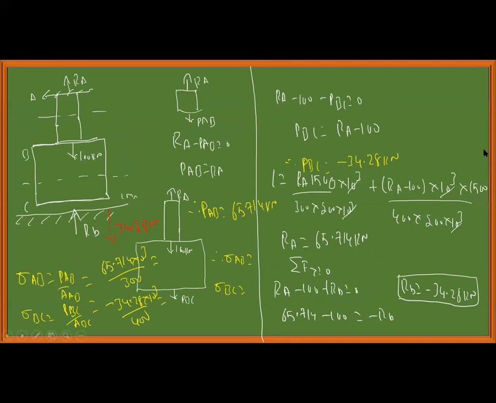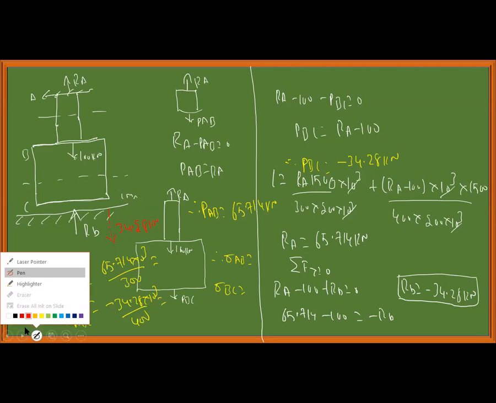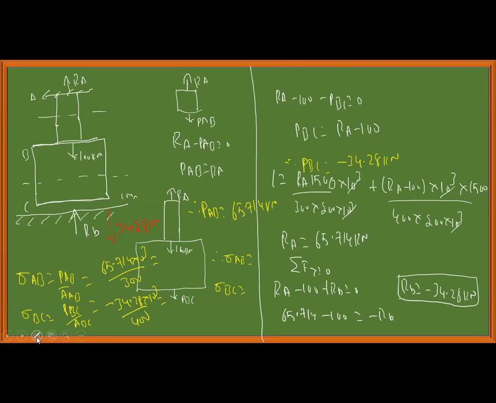What is sigma AB? 219. What is the unit? Newton per mm square, MPa. Okay, 219.048 MPa. Sigma BC is minus 85.7 MPa.